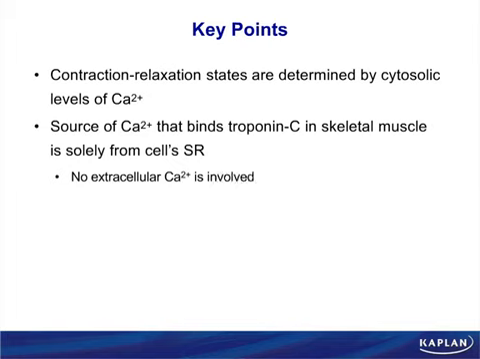The source of calcium, a big point in skeletal muscle: all calcium comes from the SR. And this calcium is going to bind troponin C, and that's what moves tropomyosin out of the way, no longer blocking actin's binding site for myosin.